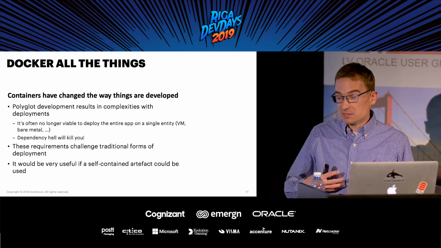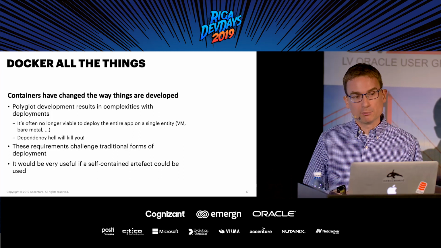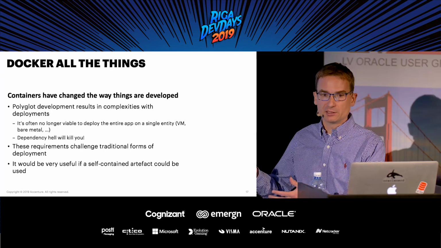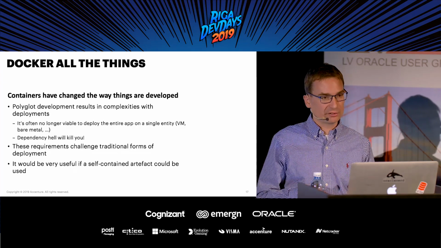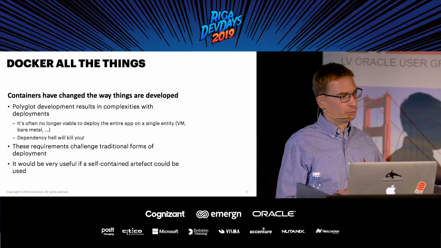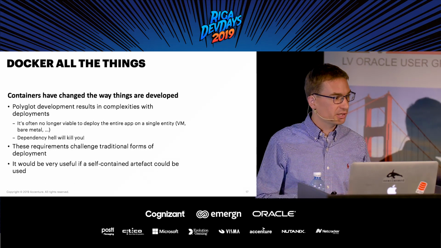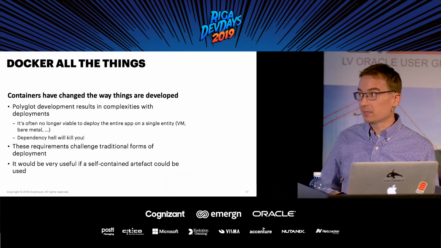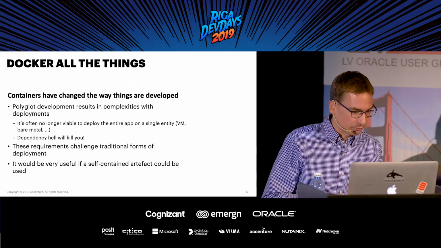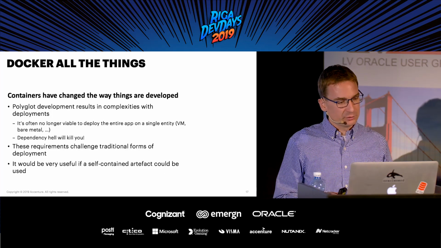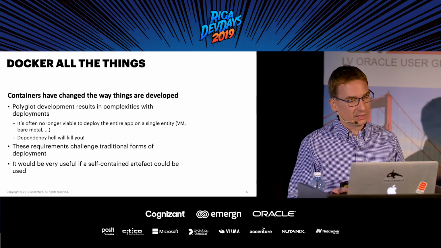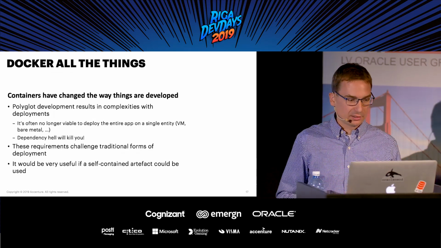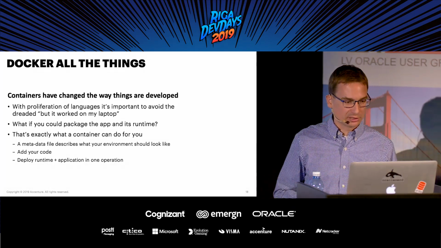And I think personally it is no longer possible to deploy the application as such on a single entity because of all the dependencies. Even if you manage to get this right for one application, it could be that some other component still uses an older version of the same API and you can't deploy the same things together. And that is not fun. And they challenge the traditional forms of deployment. And wouldn't it be super useful if you could have something where the runtime plus your code are both deployed together? And I think that's what Docker does for us.